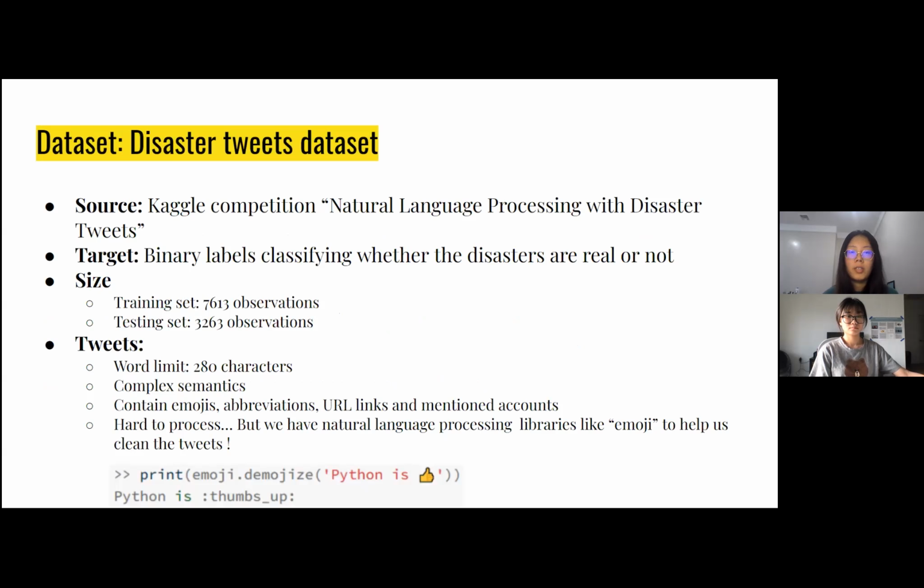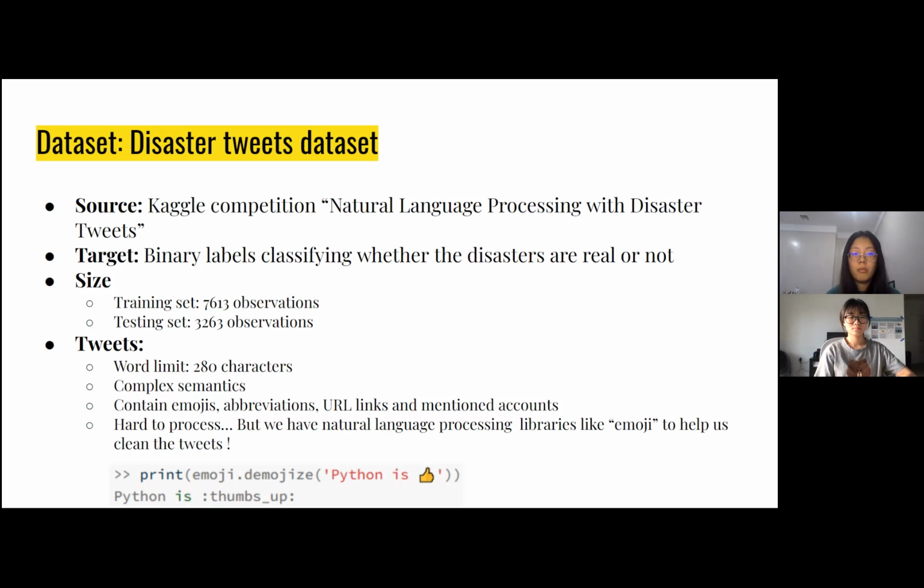The dataset we are using for this project is the disaster tweets dataset. It is sourced from a Kaggle competition, Natural Language Processing with Disaster Tweets. The dataset consists of tweets about disasters and binary labels classifying whether the disasters are real or not. Therefore, the goal is to find the real labels for these disaster tweets. The dataset is split into a training set and a testing set. The training set has 7,613 observations, and the testing set has 3,263 observations.